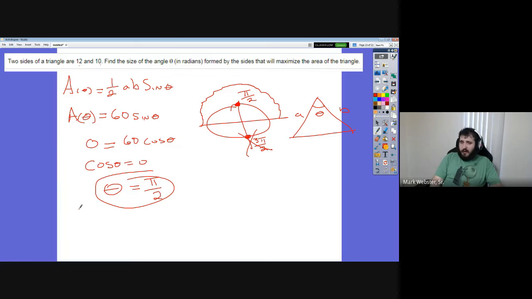90 degrees, right? And that's actually why, if you're looking at a triangle, that's where this formula comes from. We know that the biggest area is going to come from when it's pi over 2, and so when you've got a right angle, you can just use the area formula you learned in elementary school.